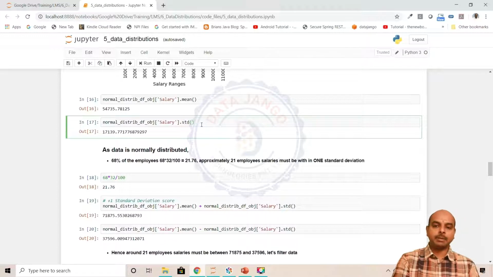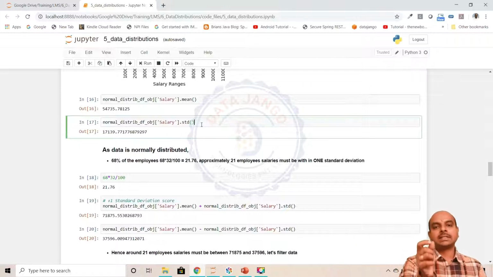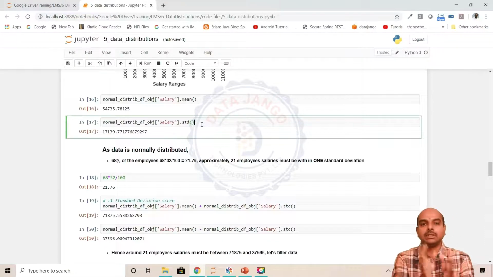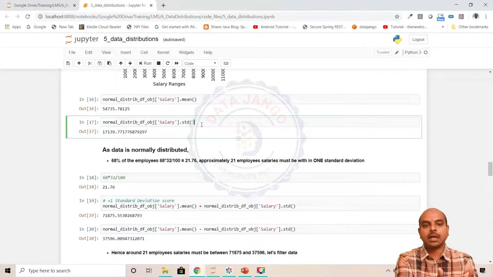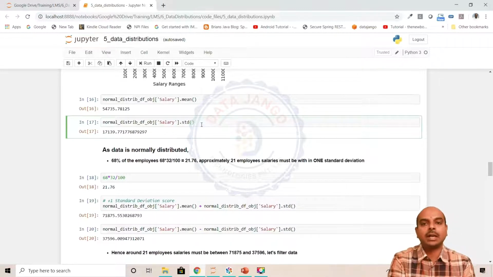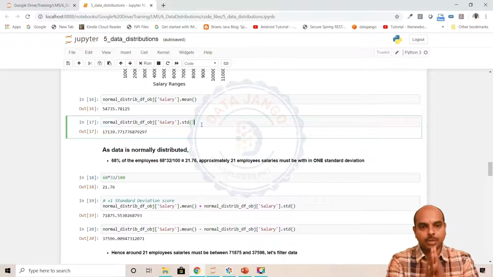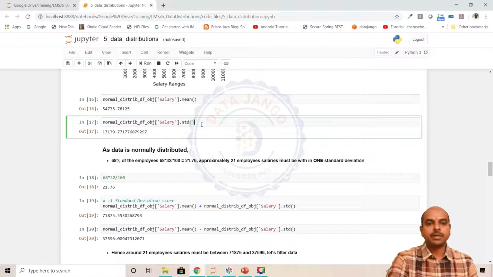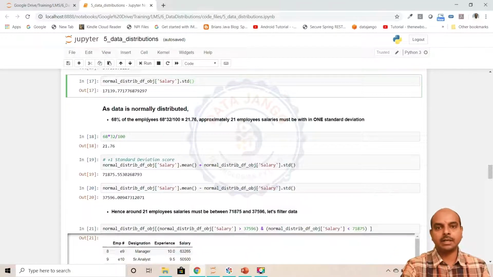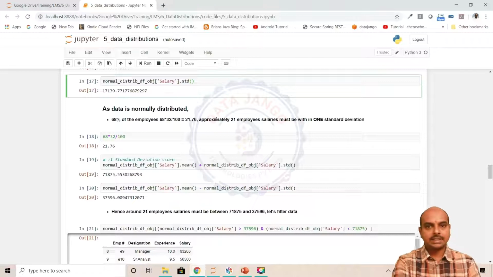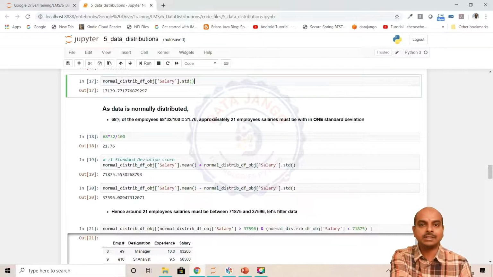As I have explained before, the standard deviation is the average distance from the mean to any data point. When I say average distance, it is an approximate distance. When you take any random person's salary from the dataset, it will be 17,139 far from the mean. It is an approximation. Statistics is all about approximation. Okay.